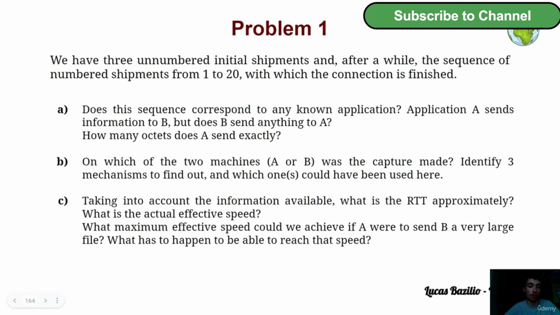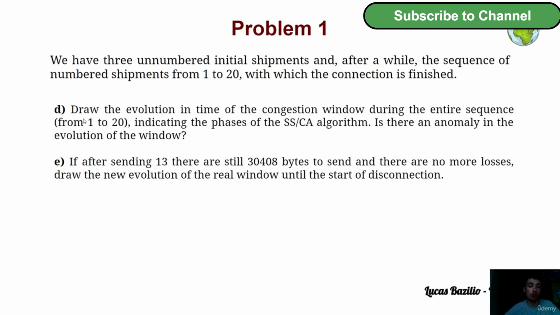Okay, so this is question C. And the final questions are questions D and E. Question D states, draw the evolution in time of the congestion window during the entire sequence, so from sequence 1 to sequence 20, indicating the phases of the slow start and congestion avoidance algorithm. Remember that we already studied this algorithm, so question D is related to it.